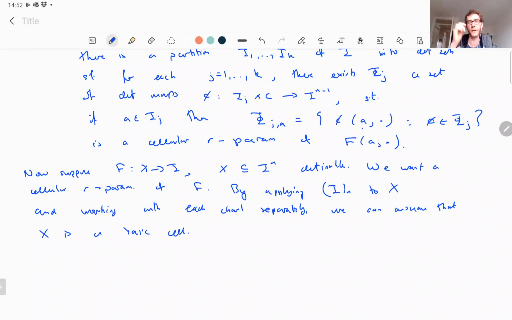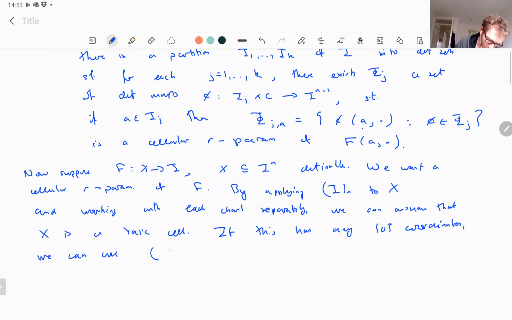Right, so I consider one of my phi's in this parameterization. I look at f of phi, that has the domain a basic cell. Now, if that basic cell has any zero coordinates, then I can use the inductive assumption. If this has any zero coordinates, we can use the theorem for m less than n to finish. So I can assume that it's a basic cell without any zero coordinates, and that means it's I^n. So we can assume x is I^n. So we can assume f maps I^n to I. So that's the first reduction.